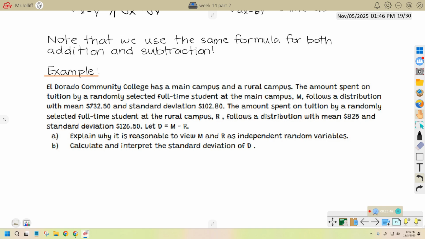Why are main campus tuition and rural campus tuition independent? Why are they not paying the same amount? What do we know about the students who go to those campuses? Are they the same student body at both campuses? No. Different students, same distribution of majors? Probably not. So different students, different course loads, different majors. So we would not expect them to be connected.